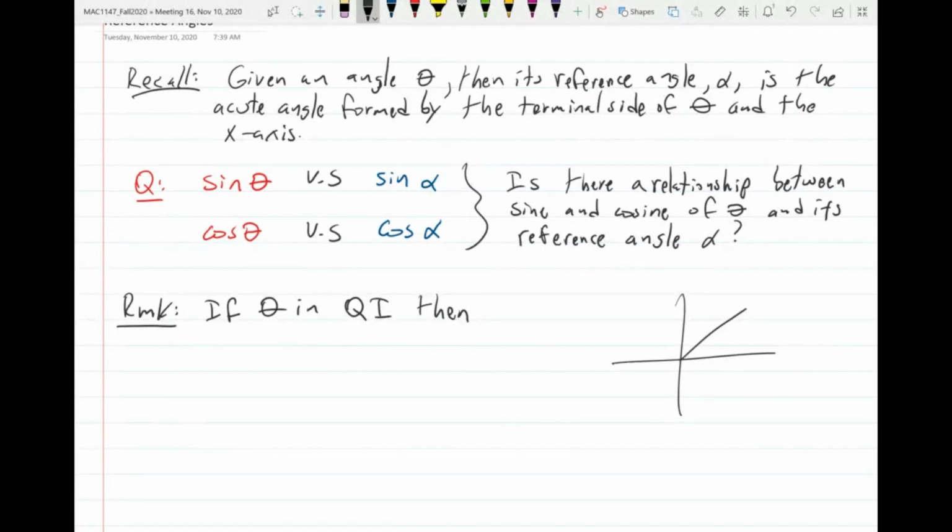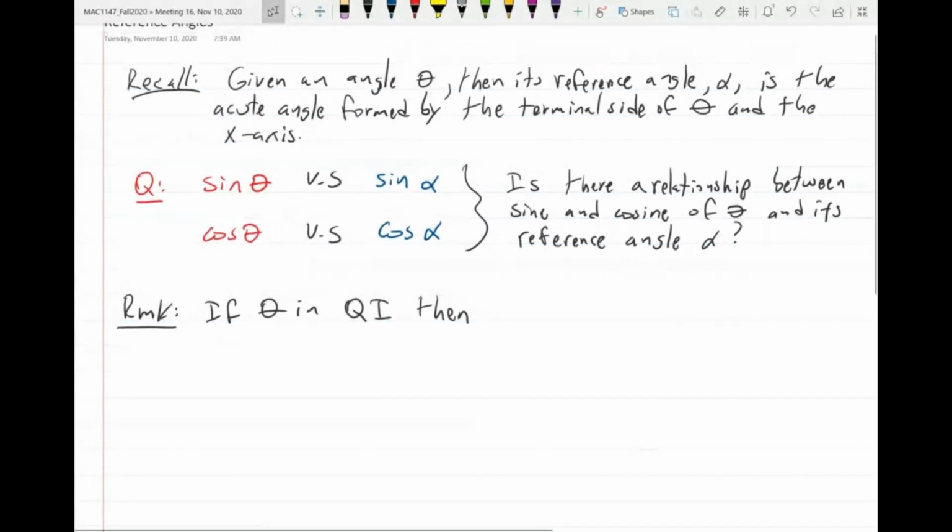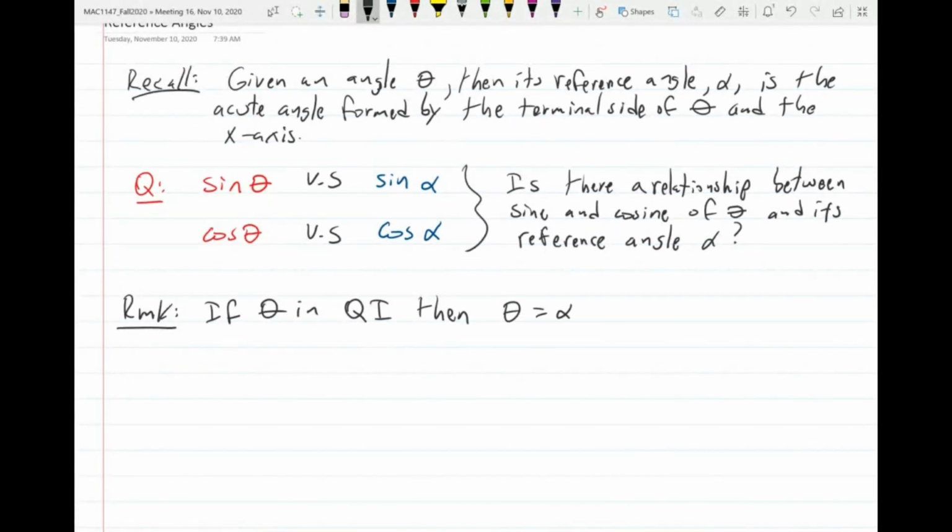Finding reference angles. So you have an angle of 35 already. I mean, what's the reference angle of this guy? What's the angle between the terminal side and the x-axis? It's just itself. Do you understand this? An angle in quadrant 1 is equal to its own reference angle. Okay, so this is not really interesting to consider. All right, so if theta is in quadrant 1, then theta is the same thing as alpha. They are equal to each other. Okay, the reference angle is itself.